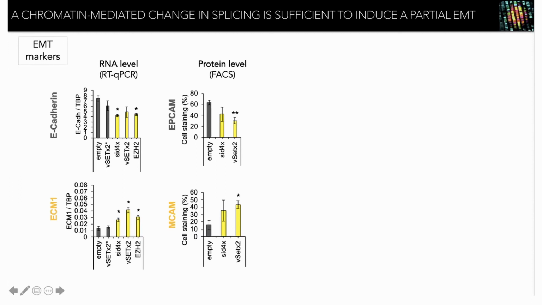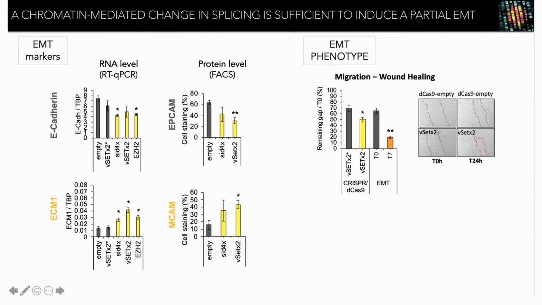And we looked by RT-PCR and FACS, the protein levels, at well-known markers of EMT. And we have a slight reduction in epithelial markers, a slight increase in mesenchymal markers, and even an impact on migration when healing. But it's always mild. It's never, not even close to what you would observe during EMT. A little bit disappointed.